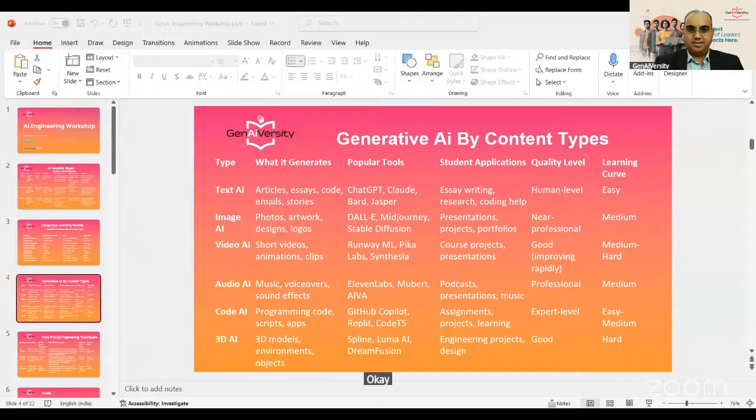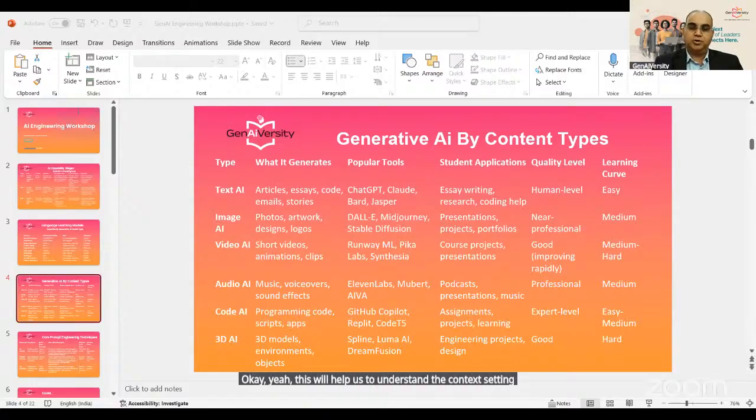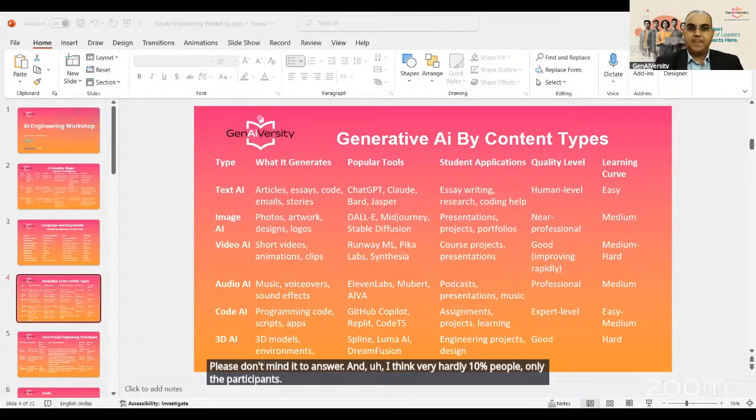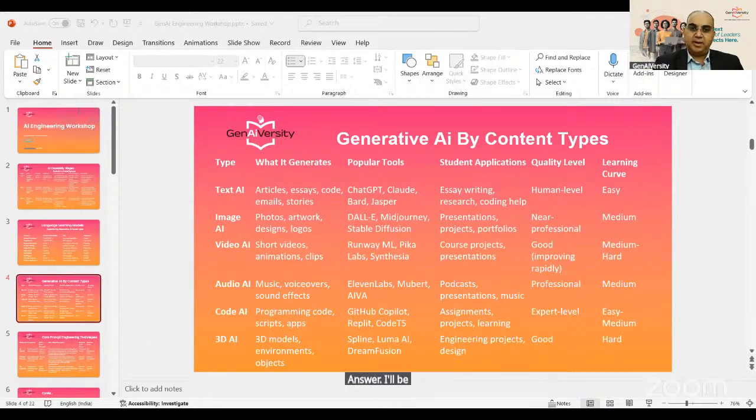Okay, very few have answered. Is there any reason? Okay, yeah, this will help us understand the context setting. Why I am asking you to answer this poll is that it will help us set the context and answer all your queries. Please don't mind answering. I think hardly 10% of the participants answered. I'll be engaging, and I'll be asking more and more.